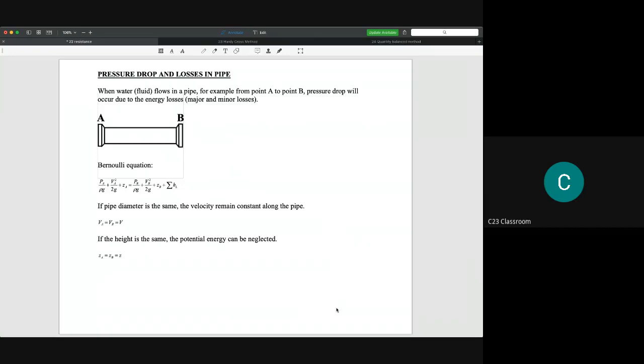Previously in fluid mechanics 1, we were focusing on one single pipe. In one single pipe, you know that we could calculate its velocity and flow rate by using the Bernoulli equation. Then at the same time, we need to determine the losses, meaning the friction, the major loss and the minor loss.